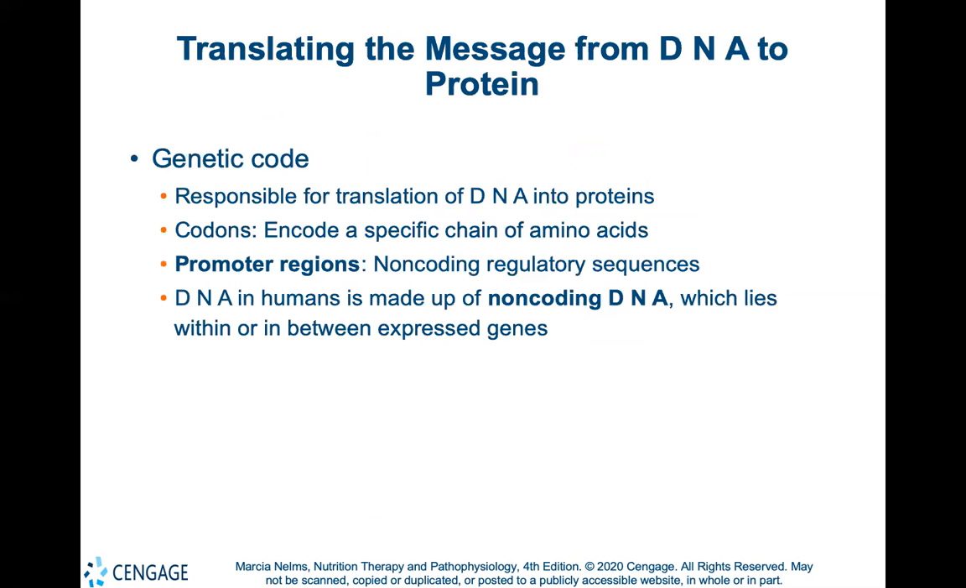The genetic code, the code responsible for translation of DNA into protein, was identified as a triplet code in 1961, a series of three nucleotide bases. The codon encodes a specific amino acid. DNA also contains non-coding regulatory sequences called promoter regions, to which molecules can bind in order to signal unwinding of a specific region of DNA for creation of a needed protein. Over 85% of DNA in humans is made up of non-coding DNA, which lies within or between expressed genes.